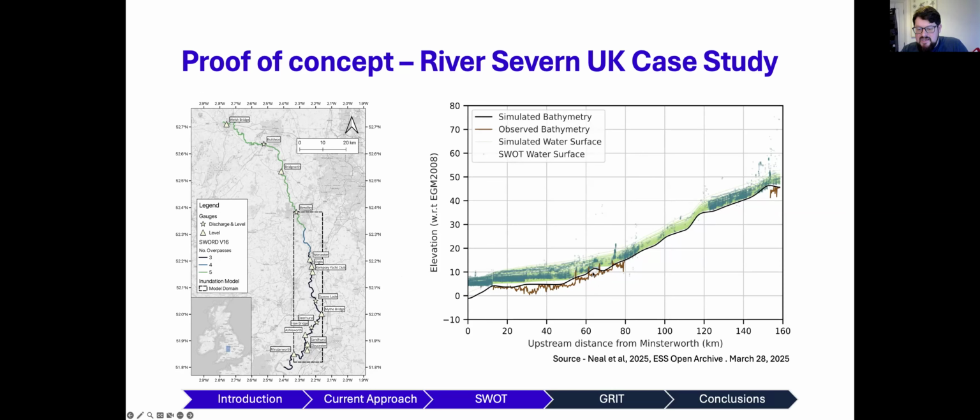There are some spikes here in the observations, which are weir complexes, about 50 to 80 kilometers up the Severn's course, which our approach was never actually designed to model or see. But you can see it does start to resolve these features, and it's something that we should explicitly include in the future.